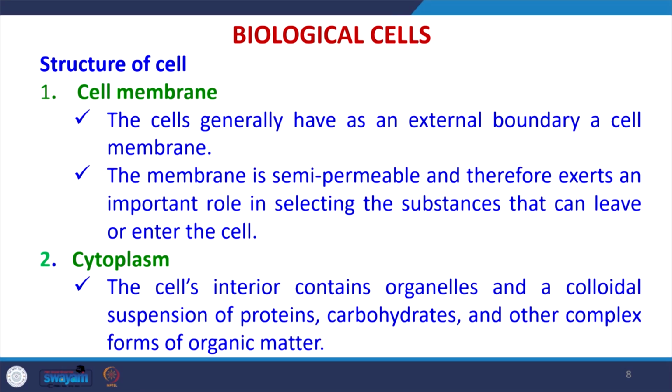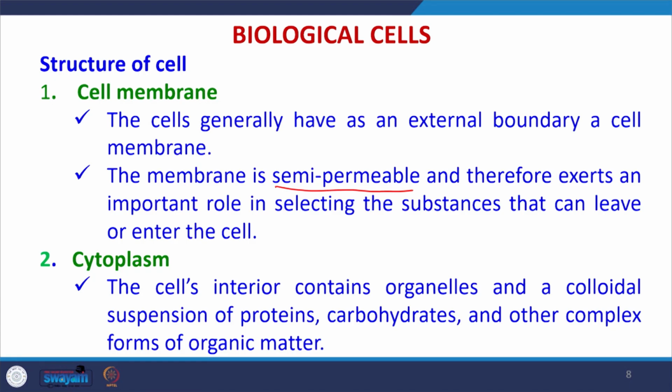Now, in biological cells, the structure of cells includes many things. First thing is the cell membrane. Cells generally have an essential external boundary which is called the cell membrane, and it is generally semi permeable. Therefore, it exerts an important role in selecting the substances that can leave or enter the cell. So, depending upon the type of biological microorganism we are using and the type of cell membrane, their treatment efficiency and the release mechanisms may be different.